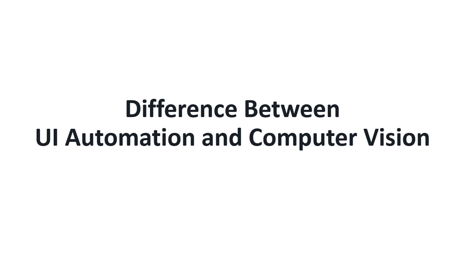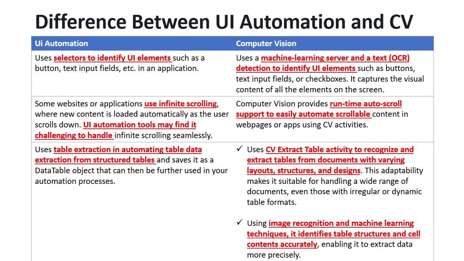This is the second video in the playlist of computer vision. In this video, we will go through what is the difference between conventional UiPath automation methodology and computer vision automation methodology, and when we can use each. I will explain it with a side-by-side comparison. So let's get started.